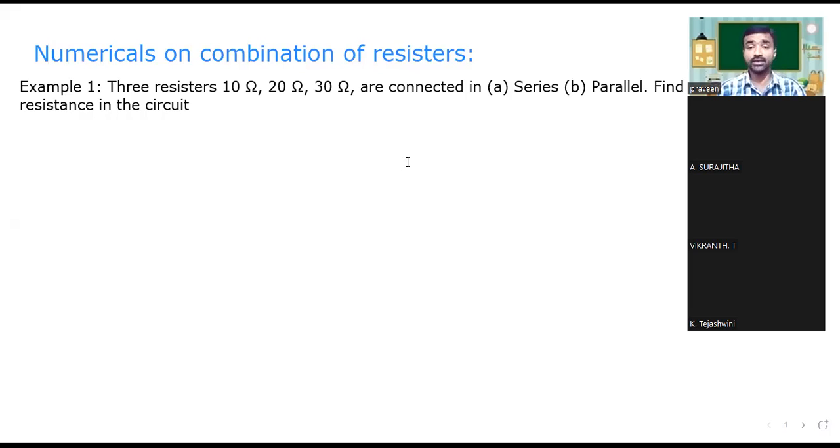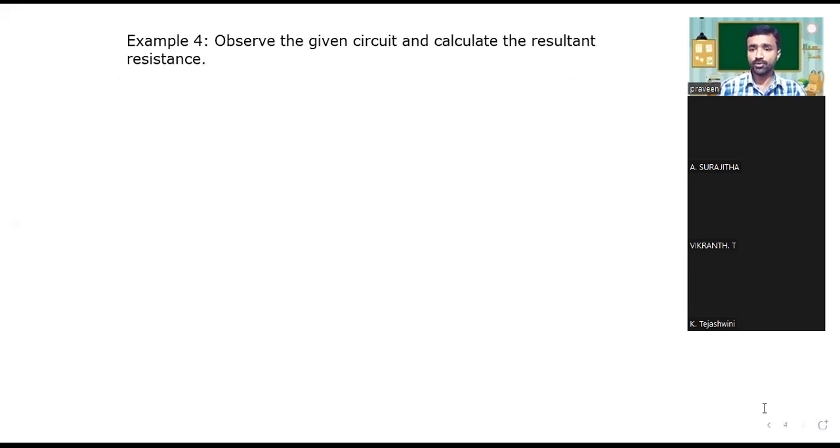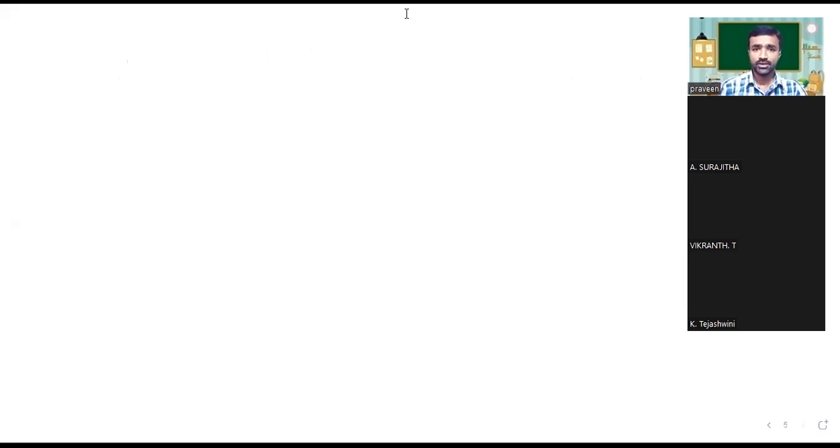Resistors are connected in series combination or in a parallel combination, right? So now we are going to solve simple numericals. Yesterday I gave you two formulas. What are they? I got two formulas: equivalent resistance. What is the equivalent resistance formula?